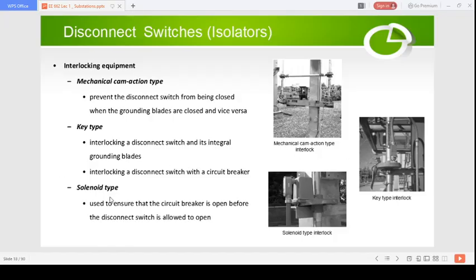You also have these solenoid type interlocking devices. What you can see here, inside this box, is the solenoid. This is used to ensure that the circuit breaker is open before the disconnect switch is allowed to open. So you make sure that the circuit breaker is open before the isolator is open. These interlocking mechanisms are very important to maintain the operation sequence.